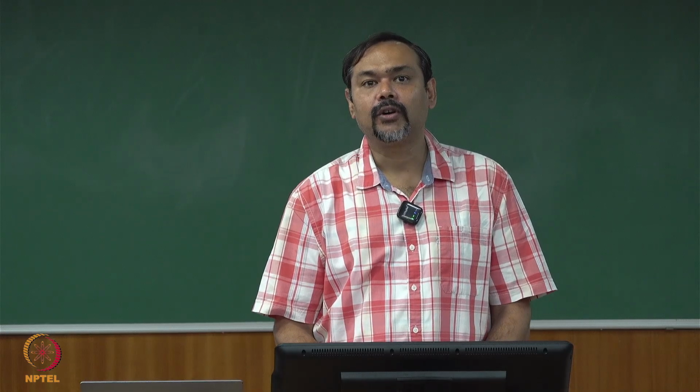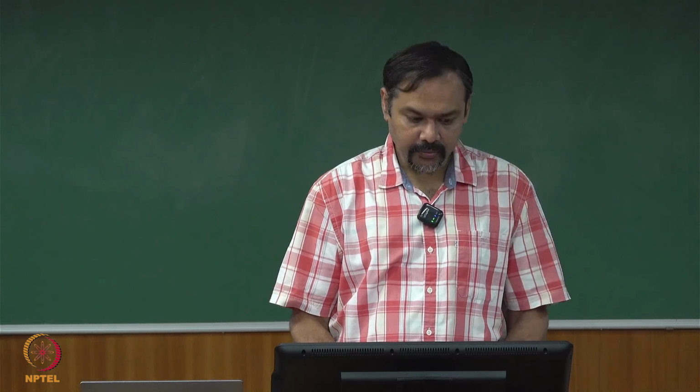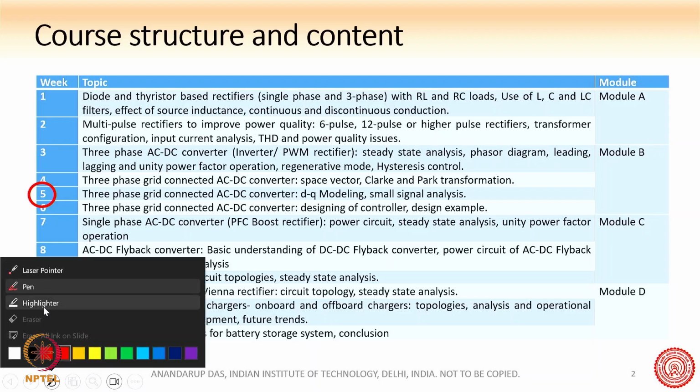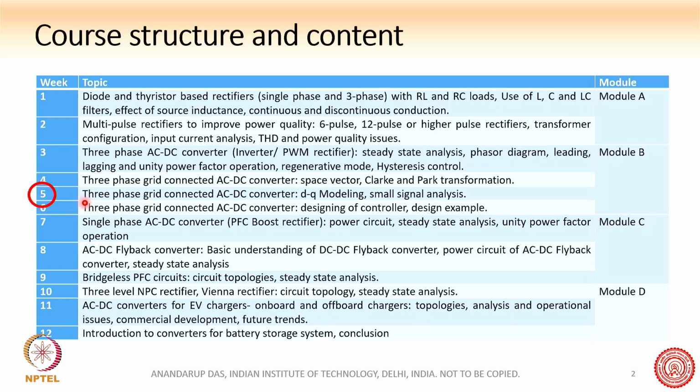So welcome all. Today we are going to start a new session on DQ modeling of voltage source converter as part of the course on line commutated and PWM rectifiers. If we look into the course structure, we are now in this part of our course, the three-phase grid connected AC-DC converter with DQ modeling. So we are going to talk about the DQ modeling and small signal analysis of this grid connected voltage source converter.